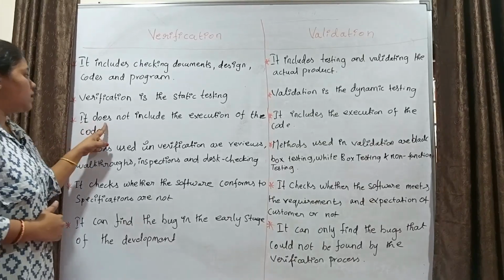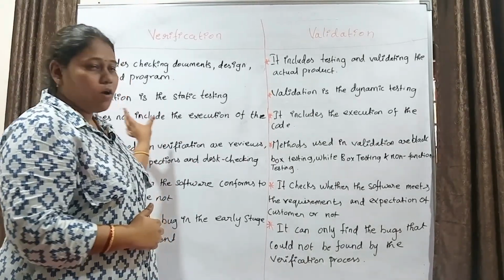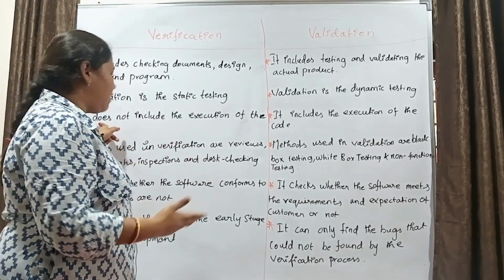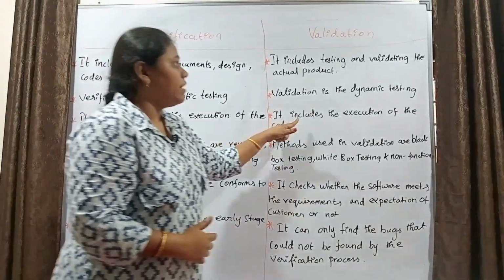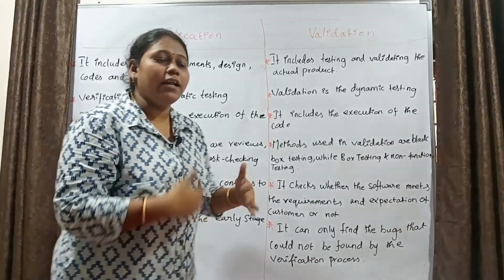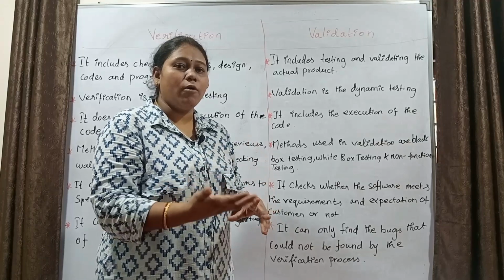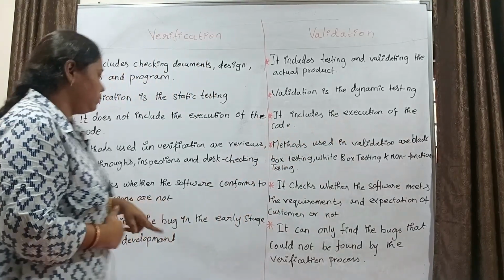And the third one: verification does not include the execution of the code. The code is not executed, we are just verifying all the documents, how we are going to develop. That's why it does not include the execution of the code. But validation includes the execution of the code. Once we start our coding, how it is going to work, what is the output. That's why it includes the execution of the code.